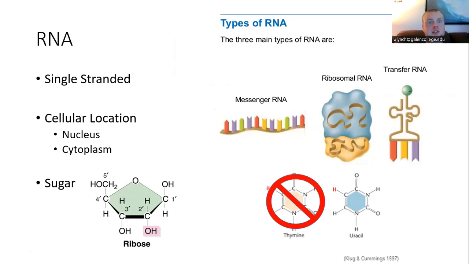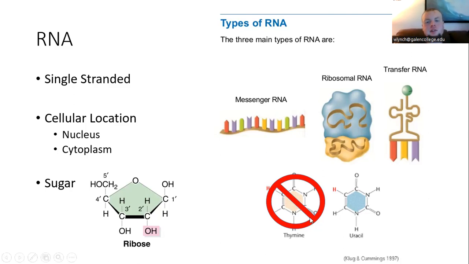Ribonucleic acid is usually going to be single-stranded, whereas in DNA we had a double-stranded structure. RNA's cellular location is going to be in the nucleus and also in the cytoplasm. It communicates with ribosomes in the cytoplasm of the cell, so it will be consistently migrating out of the nucleus into the cytoplasm to work with the cellular machinery. There are 3 main types of RNA. Messenger RNA, which goes to the ribosome, ribosomal RNA, which maintains the ribosomal structure, and transfer RNA, which moves amino acids to and from the ribosome.